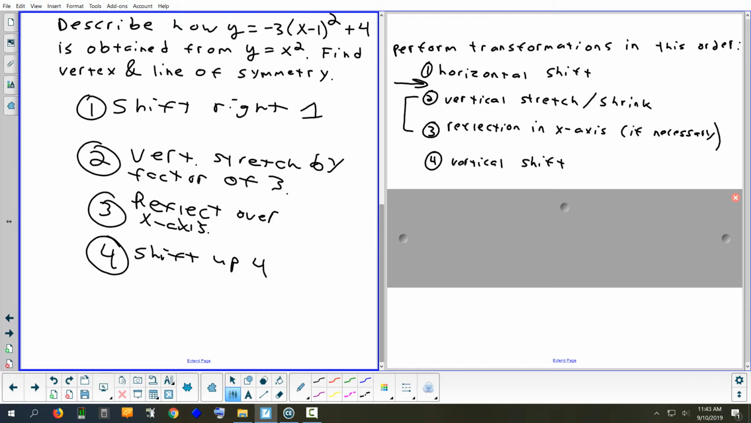Okay, so that one had everything. I think we weren't missing anything in that one. Technically, we could have had a horizontal stretch. We could also do a horizontal reflection. I told you you don't have to worry about those 2 today. I'm not even going to write them in on the chart.